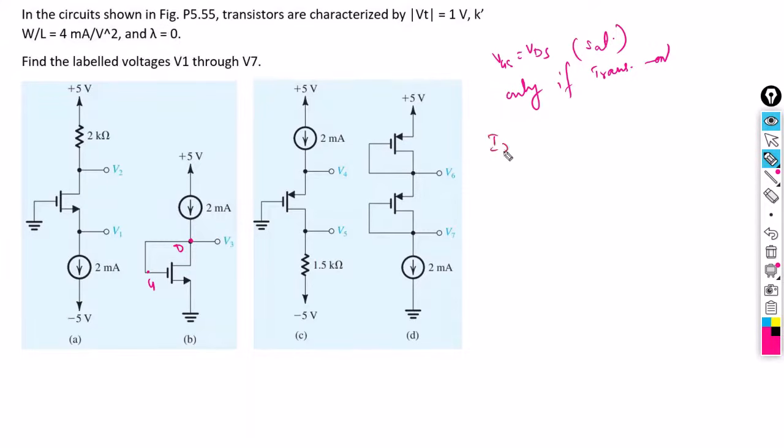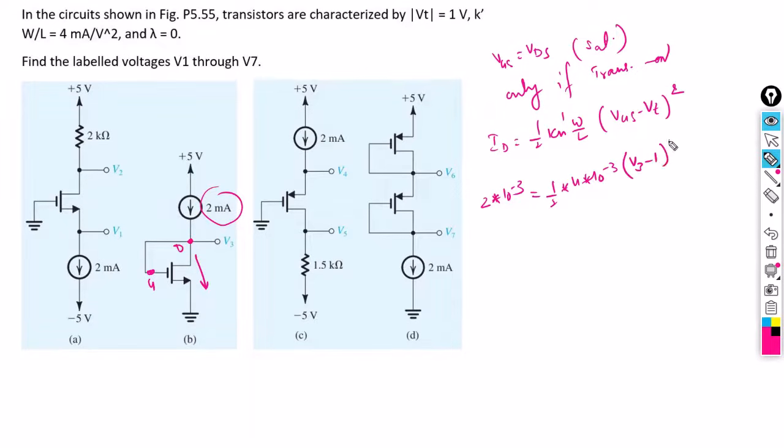So we will apply the saturation current equation, ID = (1/2) Kn' (W/L) (VGS − VT)². So ID is again 2 milliampere, because this 2 milliampere current will flow through the same transistor. Half of 4 × 10^-3 times (VGS − 1)². Here the gate terminal is equal to the drain terminal value, so VGS is V3. So it will be (V3 − 1)², and this will cancel out.